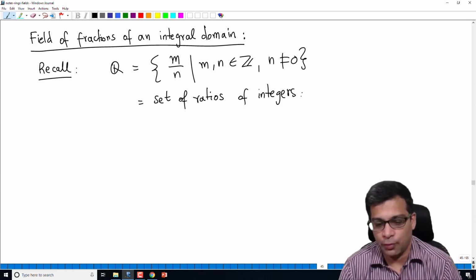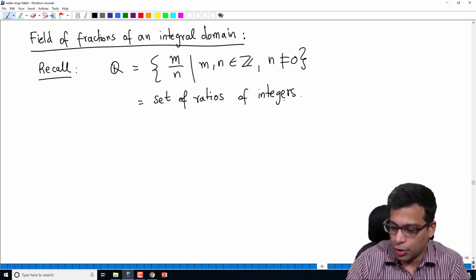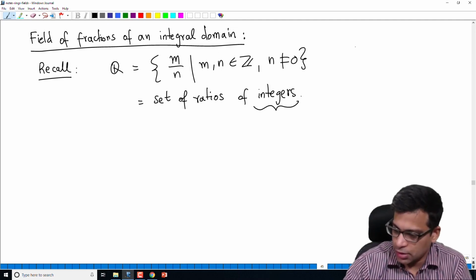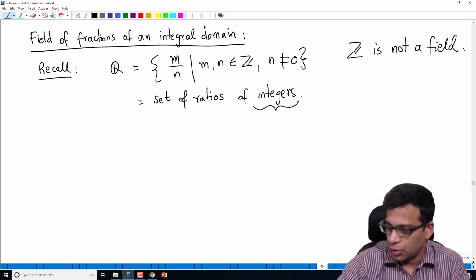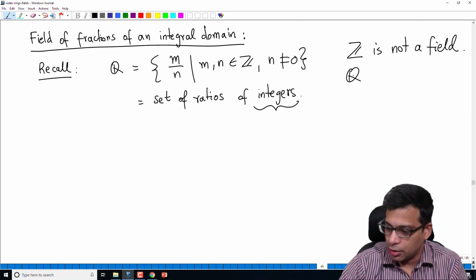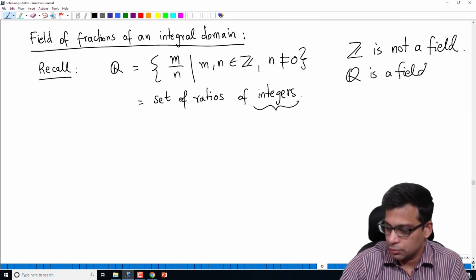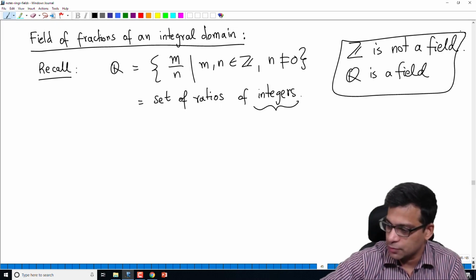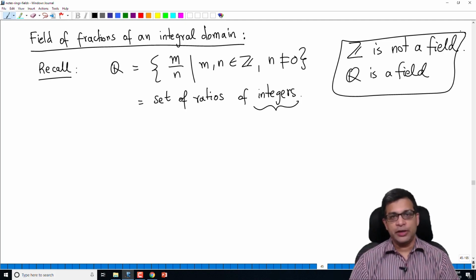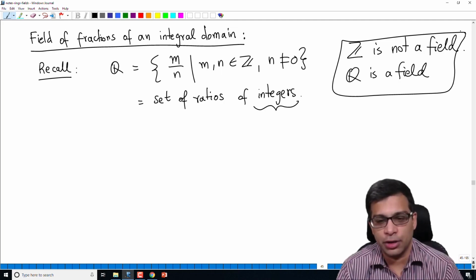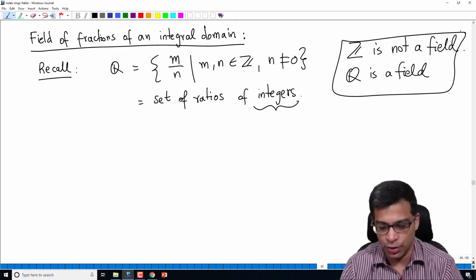So you get Q. And what is happening in this process is, what you started with, Z, is not a field. We started with something that's not a field, but what we obtain is a field. That is a crucial point that I want to emphasize. Z is not a field because it does not contain all ratios. For example 2, which is an integer, does not have a multiplicative inverse. If it was there, it would be 1 by 2. So how do you introduce an inverse for 2? You simply add 1 by 2 to your set.